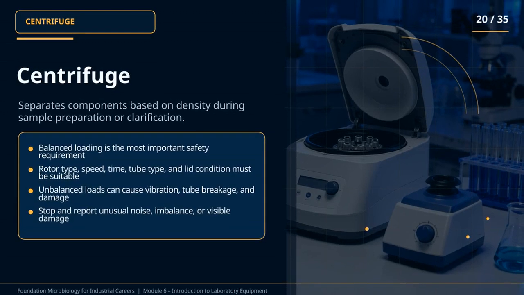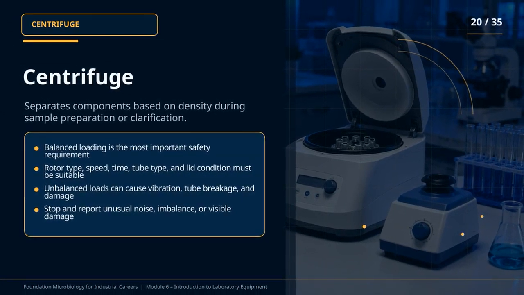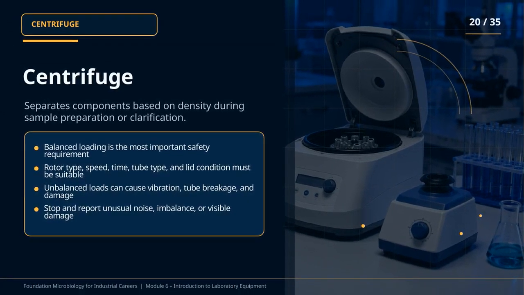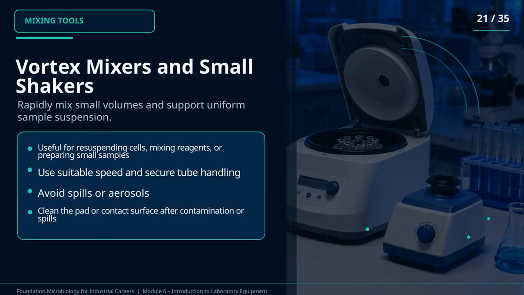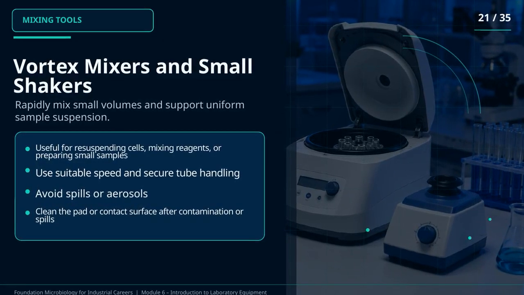A centrifuge separates sample components according to density during preparation or clarification steps. Balanced loading is essential because an unbalanced rotor can cause vibration, tube breakage, and serious equipment damage. Vortex mixers and small shakers rapidly mix small volumes and help create a uniform sample suspension. Use suitable speed, hold tubes securely, avoid unnecessary continuous operation, and clean the contact surface after spills.